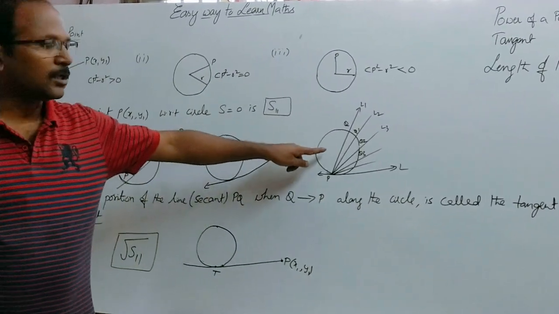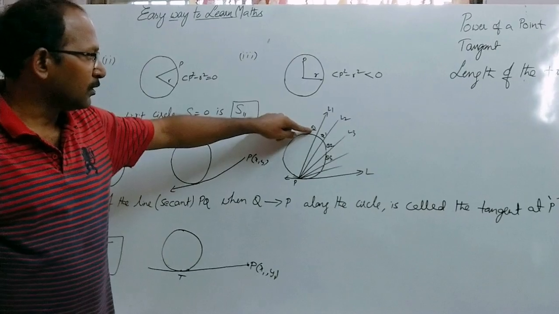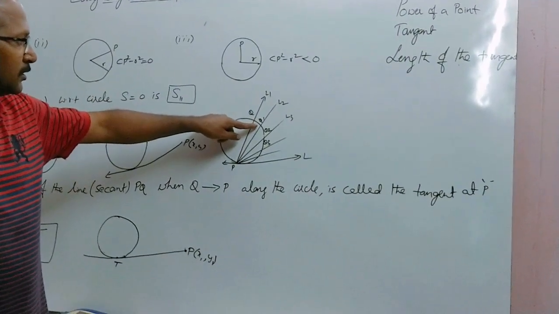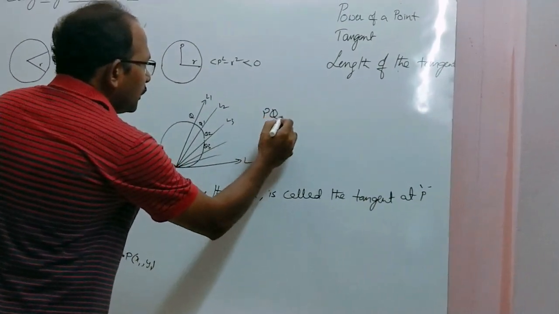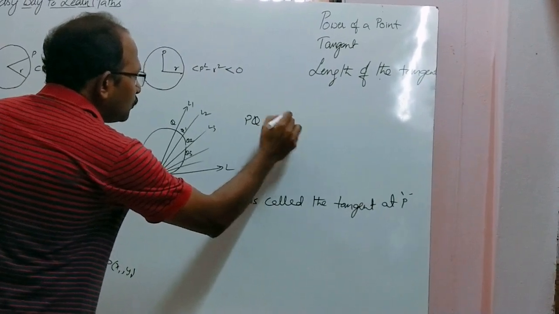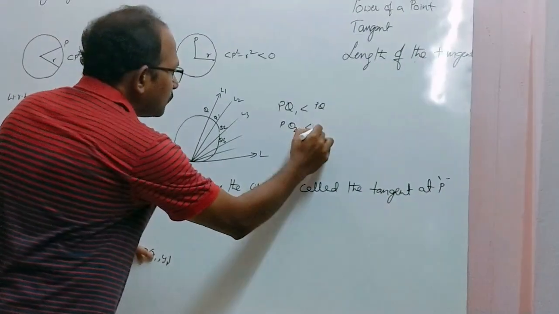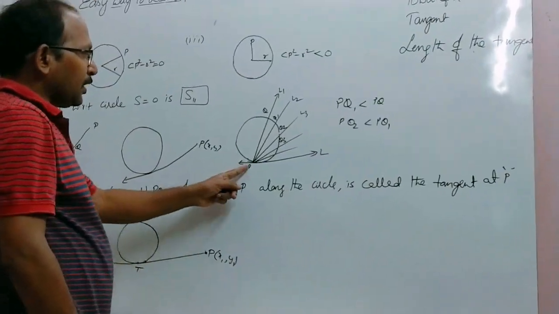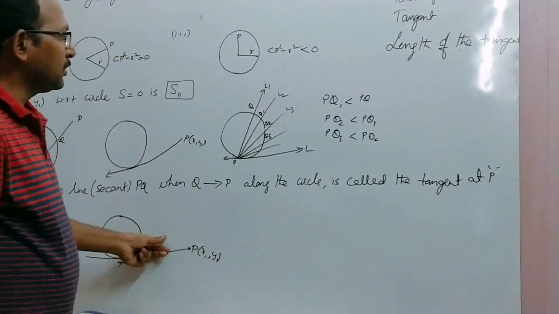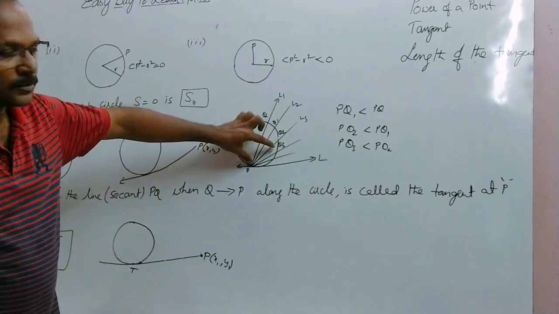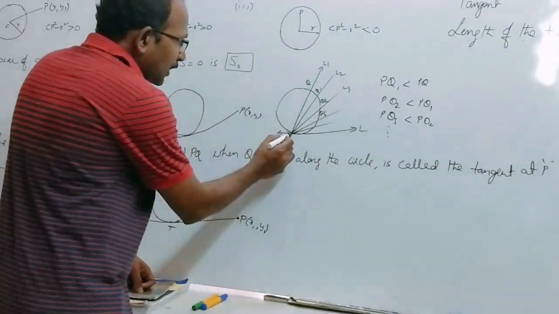To derive the tangent line, let us draw the secants from P, Q first, so that the second point on the circle is Q1. PQ1 is less than PQ. Then PQ2 is less than PQ1. And again PQ3 is less than PQ2. That is, the lengths are in decreasing sense. Likewise, if you go on, then it becomes minimum.